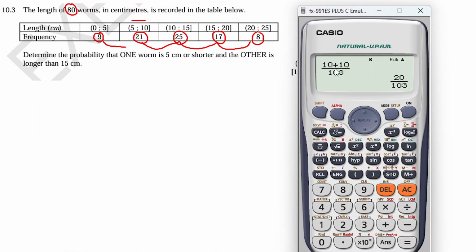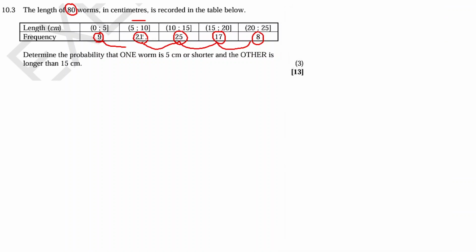I'm just saying 9 plus 21 plus 25 plus 17 plus 8, I should get to 80. Why? Because it's the number of worms that were measured. They just fall in different categories, right? Okay, determine the probability that one worm is 5 centimeters or shorter, and the other is longer than 15 centimeters.